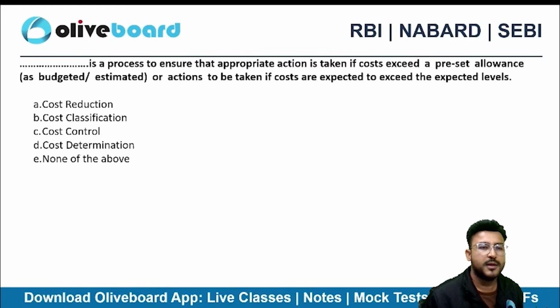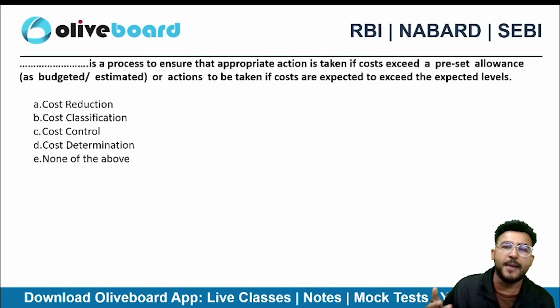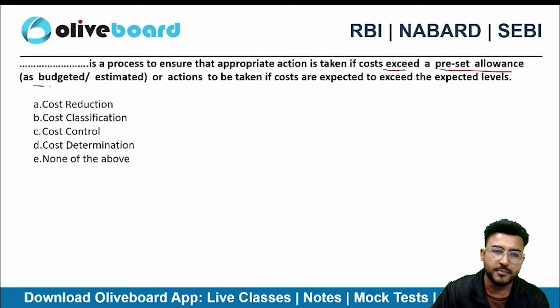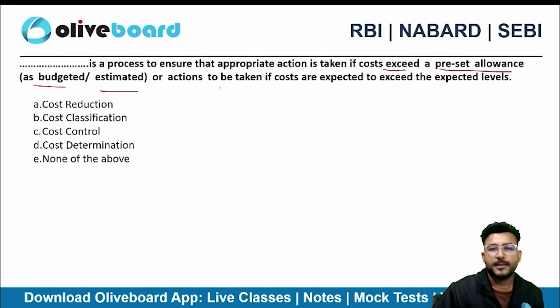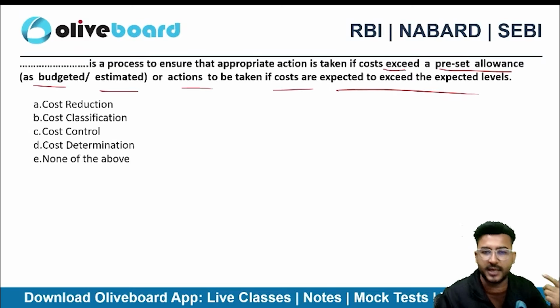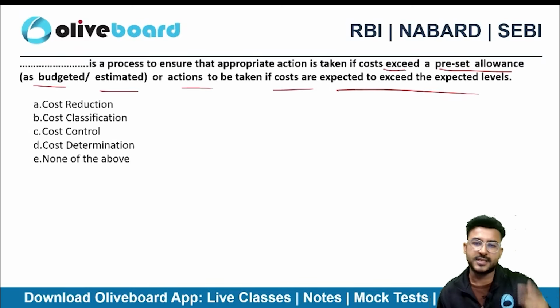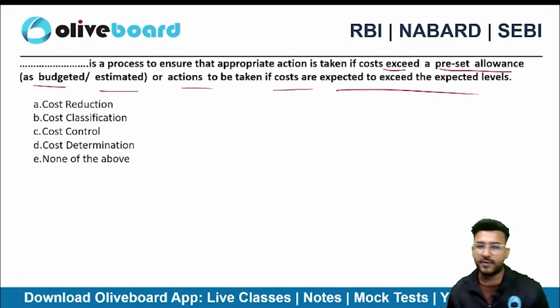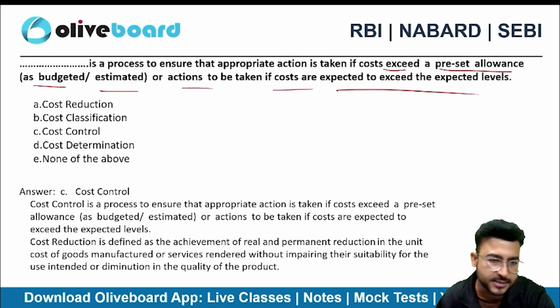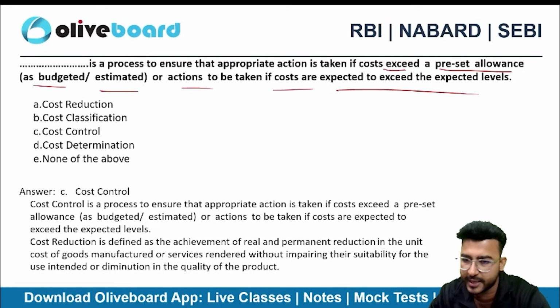Next one. Dash is the process to ensure that appropriate action is being taken if the cost exceeds a preset allowance, budgeted or maybe estimated, or actions to be taken if the costs are expected to exceed an expected level. When the cost is expected to exceed a certain level. That's an easy one. Yes, that's cost control, right?